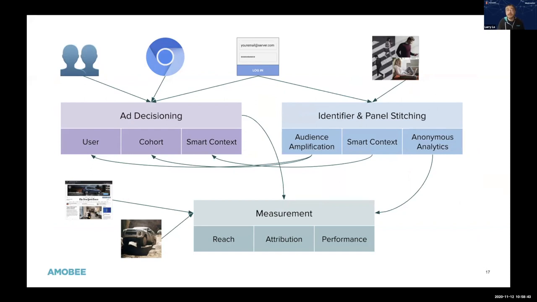And then at the same time, we're going to use some of the login data, the identity providers, and the panels, and we're going to do the stitching to extend the audiences and make smarter context, right? And then for measurement, we're going to rely on our partners, the publishers, and the advertisers, as well as the panels, to figure out reach, attribution, and performance.